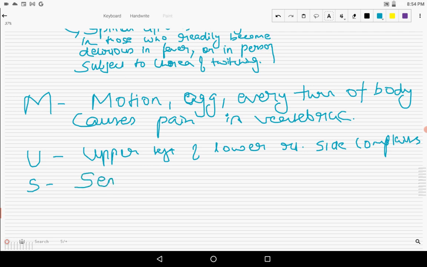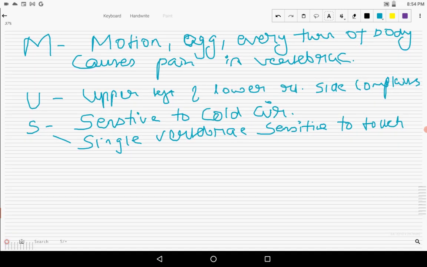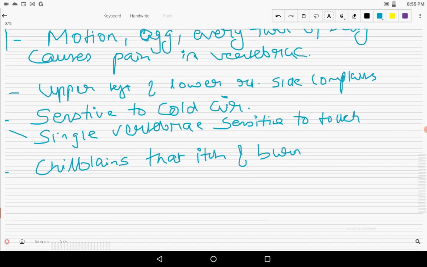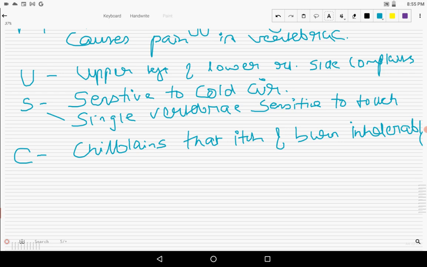S stands for sensitive to cold air. Also, S stands for single vertebra, sensitive to touch. Okay, so each vertebra or any single vertebra is sensitive to touch. C stands for chilblains that itch and burn intolerable. Okay, or you can also write frostbite also. So chilblain and frostbite, that itch and burn intolerable.